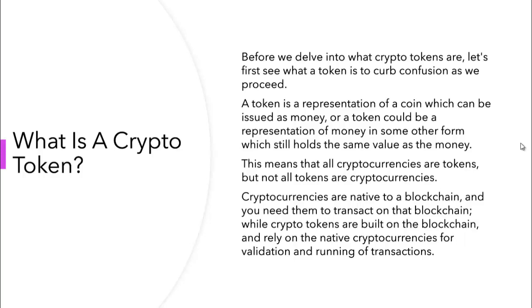Cryptocurrencies are native to a blockchain, just like your fiat currencies are native to a particular country, and you need them to transact on that blockchain. You need dollars to transact in America. While cinema tickets are sold in the US, crypto tokens are built on the blockchain and they rely on the native cryptocurrencies for validation and running of transactions. You cannot get a movie ticket without some cash in your pocket. So in order to transact the tokens, you have to have some naira or dollars flying around.